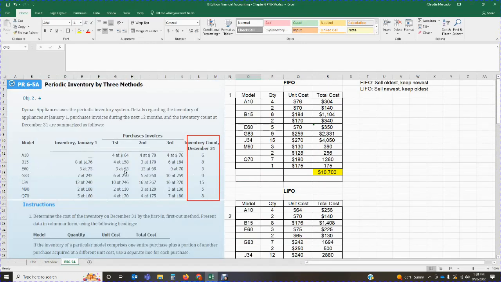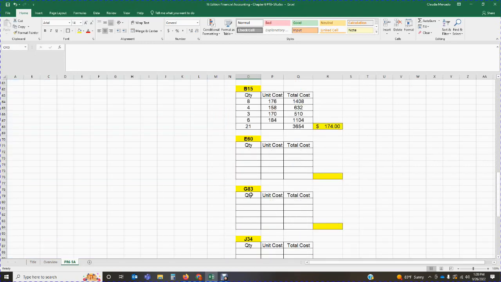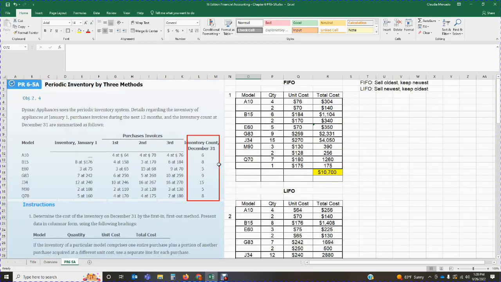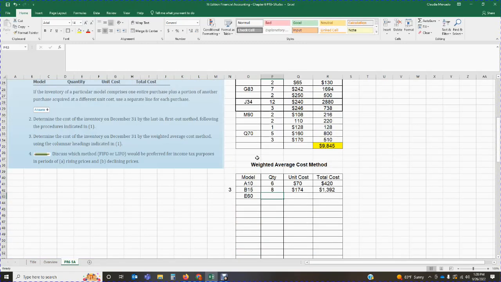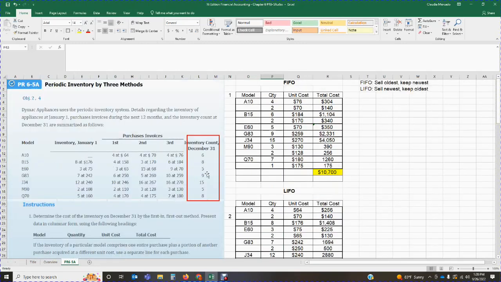For E60, we had 4 purchases: 3 at 75, 3 at 65, 15 at 68, and 9 at 70. We're going to bring those in for E60. Now for E60, we have 5 units remaining. Remember, we keep the oldest units. So we have 5 units remaining.